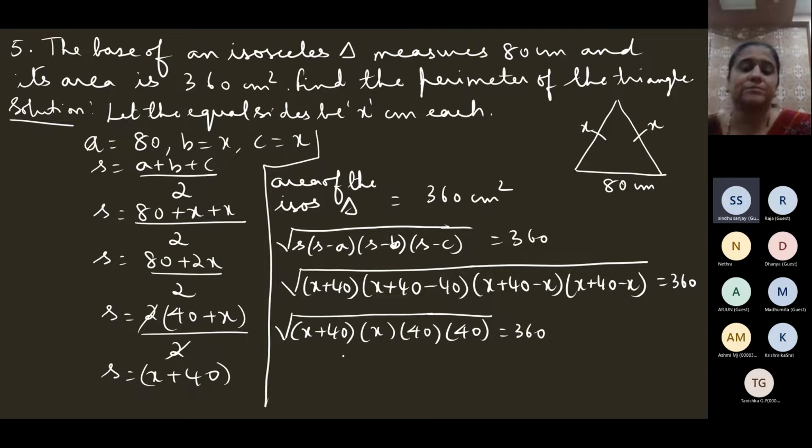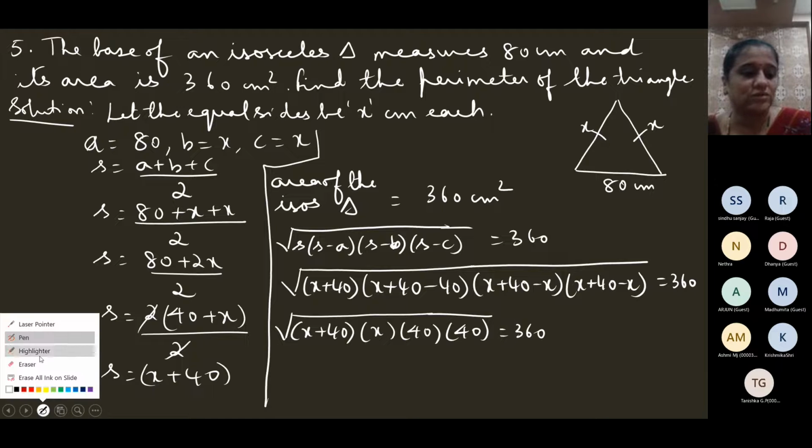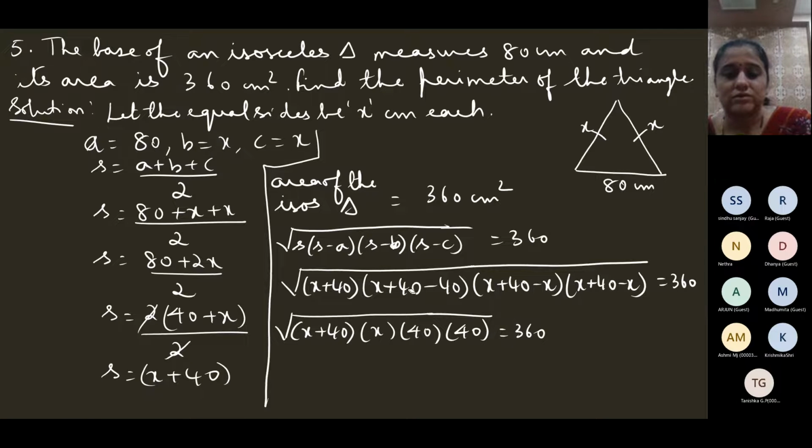Ma'am, A is 18, ma'am. Sorry. Ma'am, in the Heron formula, you have substituted A as 40, ma'am. Oh, thank you. Thank you so much. Now it's correct, no?